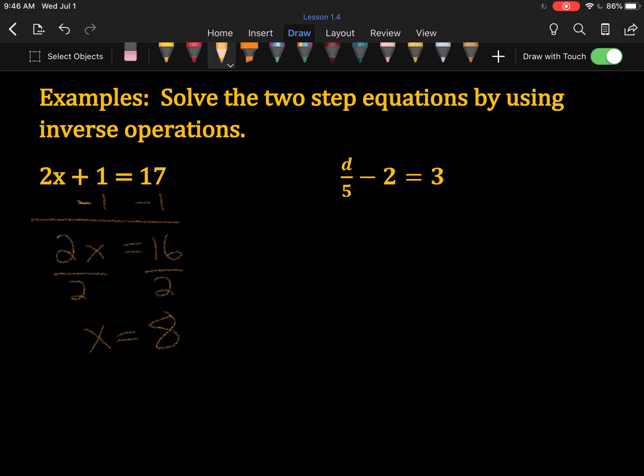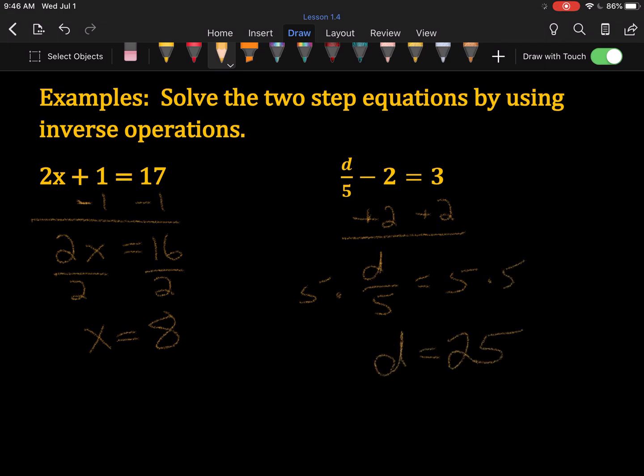So on the next one, the Velcro, for lack of a better term, is the minus 2. So we'll start by adding 2 to both sides, and that gets me d fifths equals 5. Remembering that a fraction shows division, I will multiply both sides by 5 to find out that d is 25.